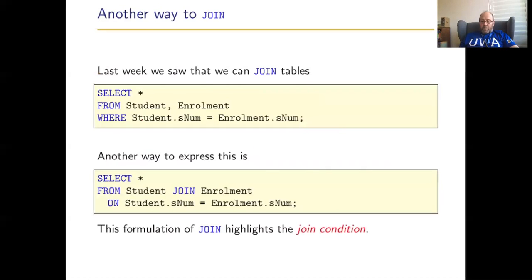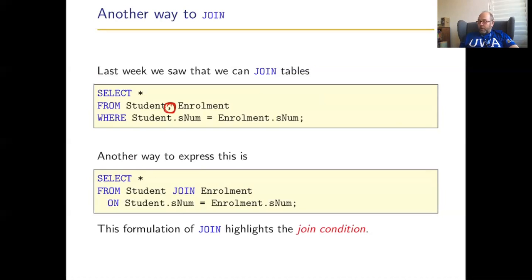Okay, so I want to introduce a different way of joining tables. Last week we looked at a particular join where we used a strange operator, which was just called comma. So student comma enrollment would form the full Cartesian product of the student table and the enrollment table. It would line up every single student with every single enrollment in all possible ways.